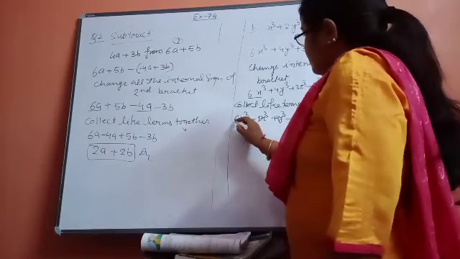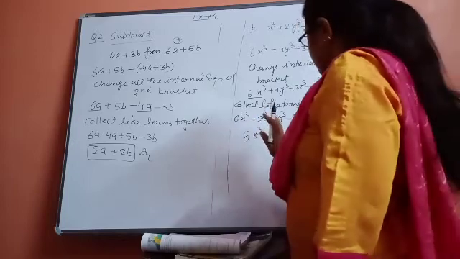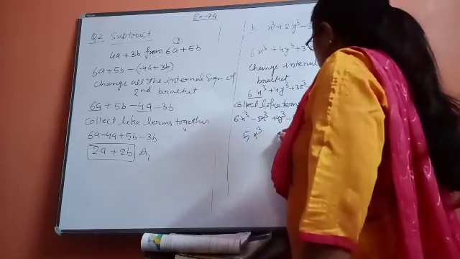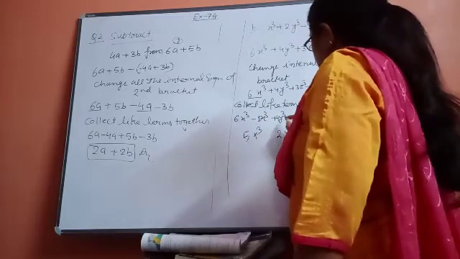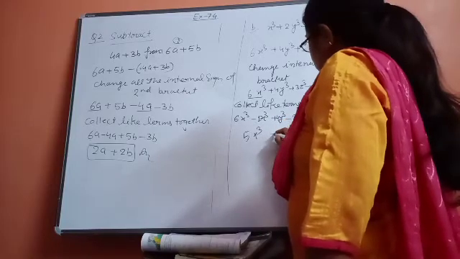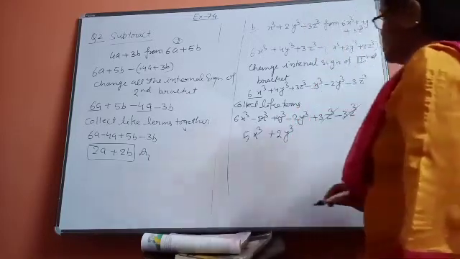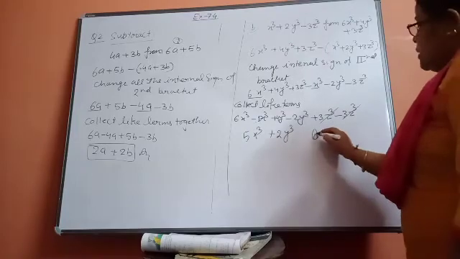What the greater number having what sign? Plus, so it will be plus x cube. 4 minus 2, 2y cube. Greater number having plus sign, so it will be plus. So 5x cube plus 2y cube will be your answer.